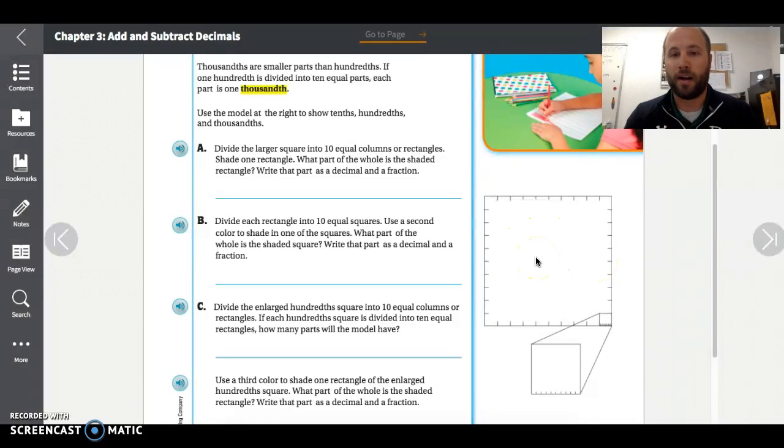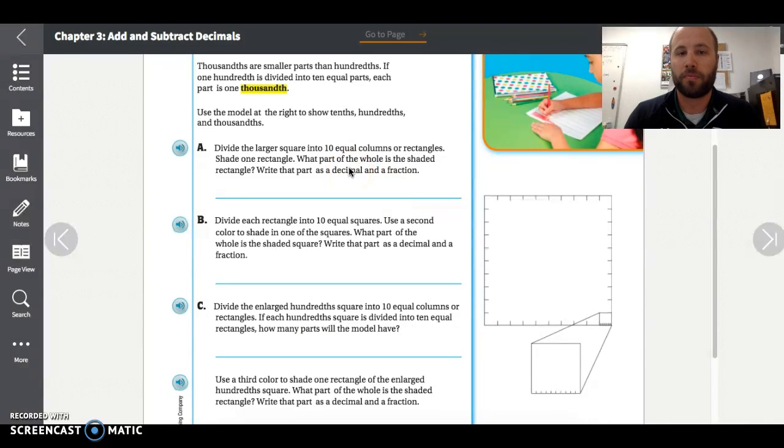I didn't fill mine out. I'm going to use mine on a different thing. We're going to work through A, B, and C here to represent tenths, hundredths, and thousandths. So it says divide the larger square into 10 equal columns or rectangles. Shade one rectangle. What part of the whole is shaded? Write the part as a decimal.